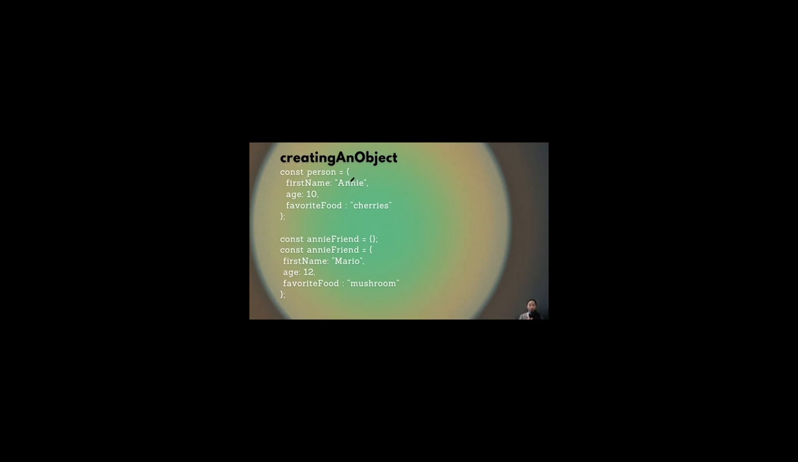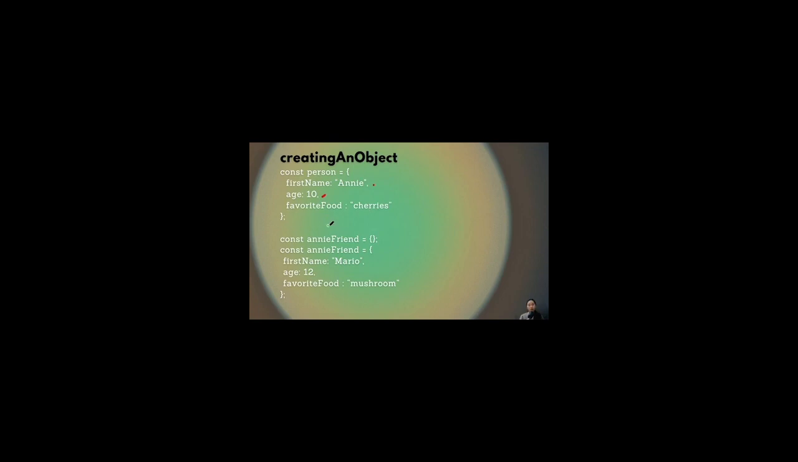Person, first name, Annie, age 10, favorite food, cherries, okay? Make no mistake, you can write the same thing on the same line like this, but that's obviously harder to read, so we're just going to separate it by new lines, and don't forget the comma, okay? If you don't have the comma, it's going to be a whole new error.